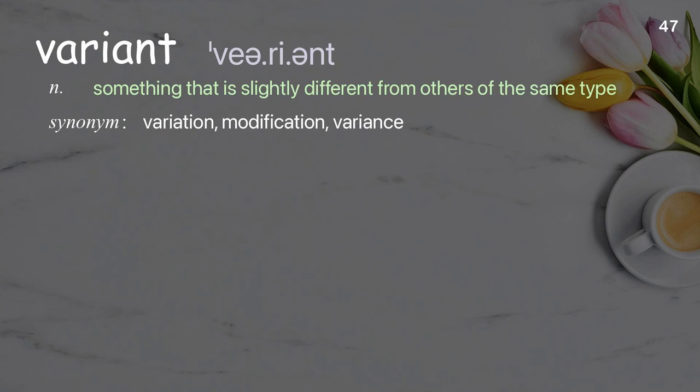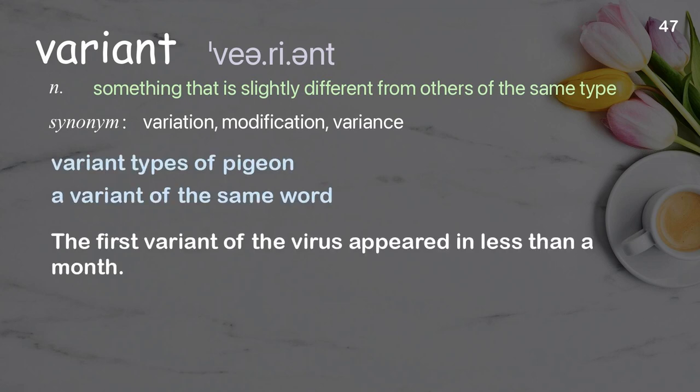Variant: something that is slightly different from others of the same type. Examples: variant types of pigeon, a variant of the same word. The first variant of the virus appeared in less than a month.